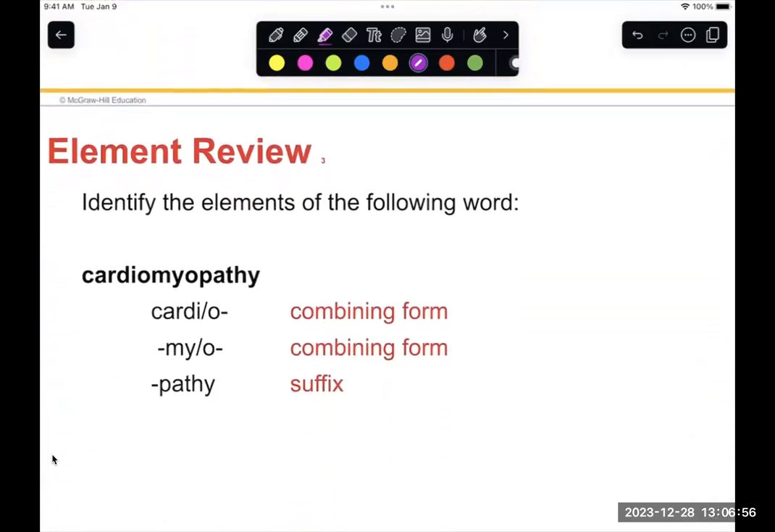Let's look at cardiomyopathy. So we start with the suffix, pathy. Pathy means disease. There are two combining forms here. Cardio, which means heart, and myo, which means muscle. So cardiomyopathy is a disease of heart muscle.